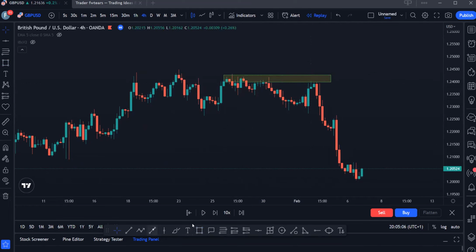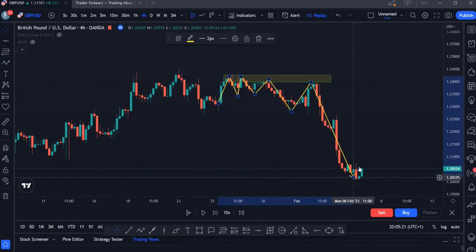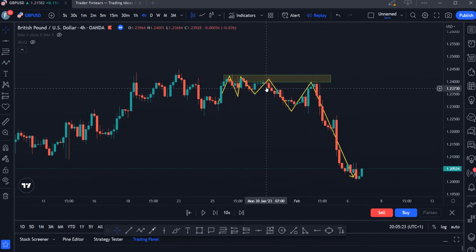If you join here, you can see first touch, second touch, third touch. It pushed price down. Fourth touch, pushed price all the way down. That's the beauty of resistance, and of confirming a resistance zone.